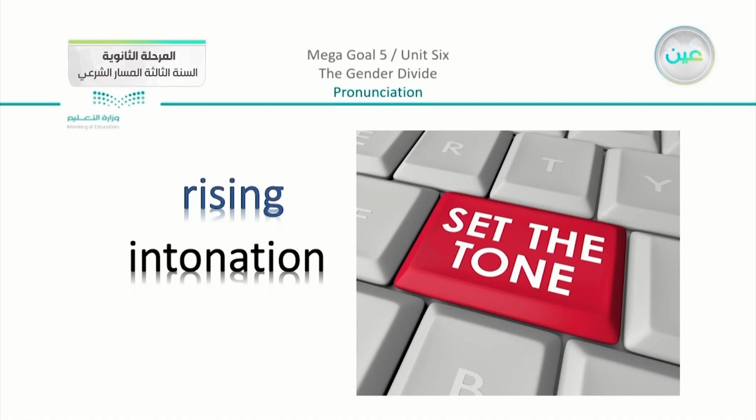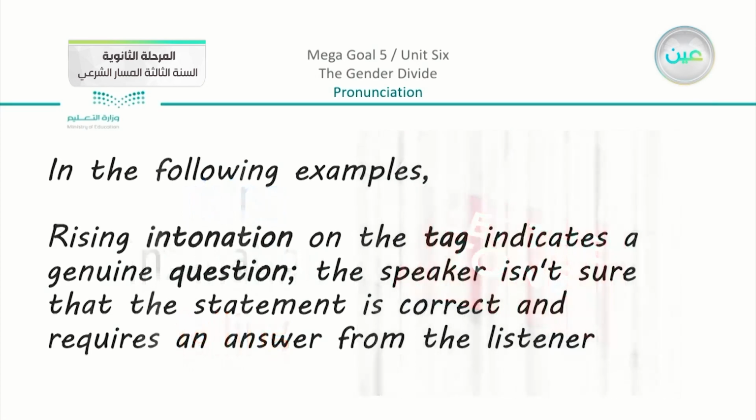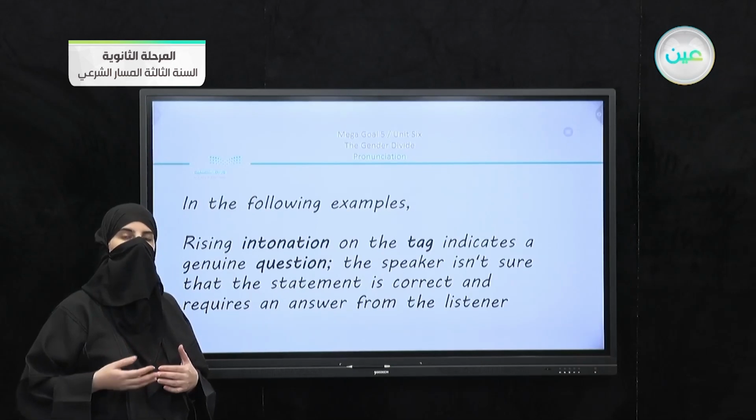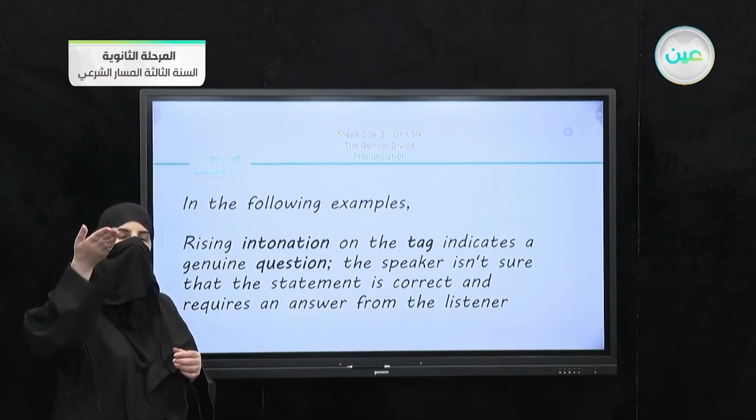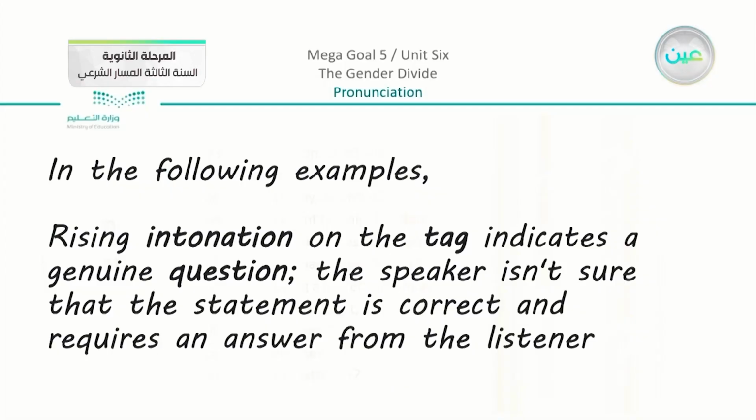Now we have two types, as we mentioned. We have rising, and also falling or lowering. In the following examples, rising intonation on the tag indicates a genuine question. The speaker isn't sure that the statement is correct and requires an answer from the listener. So if I am not sure of the information, I have to make the tone higher, or rising. Let's see the examples here.